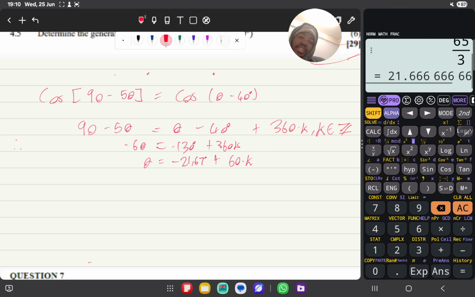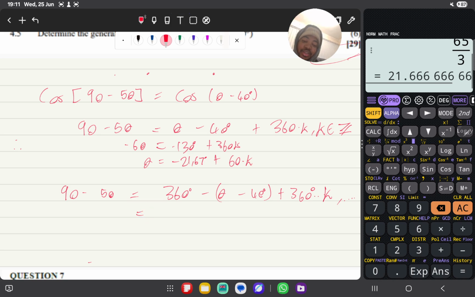This is in the first quadrant. Another question, where is cos positive? Fourth quadrant. So then you also have 90 minus 5 theta equals 360 degrees minus theta minus 40. So these you put them in a bracket, plus 360 degrees multiplied by k, and then k is an element of the real numbers.